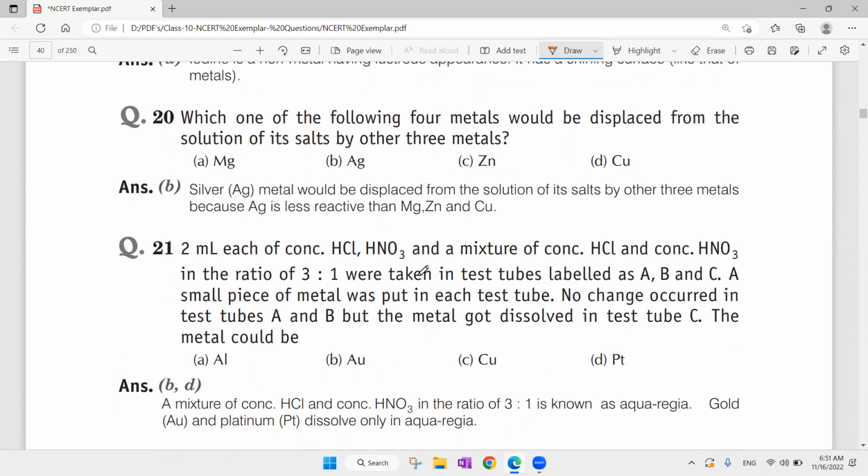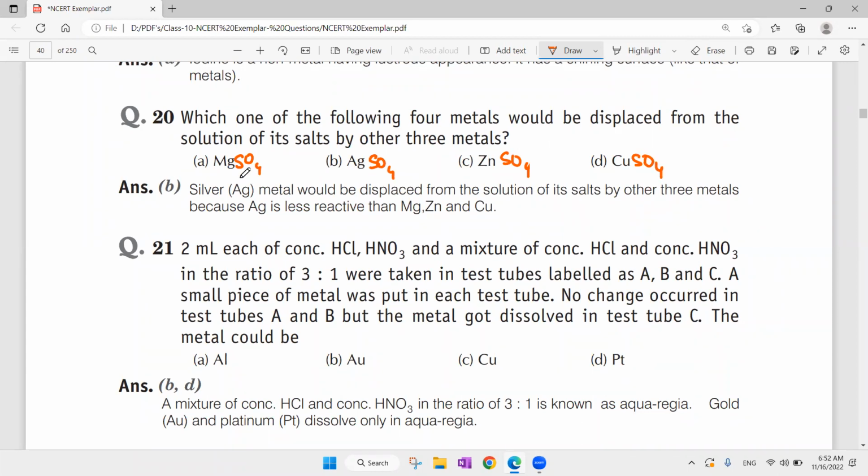20. Which of the following 4 metals would be displaced from the solution of its salt by the other 3 metals? Somewhat tricky question. It means some salt will be there, for example, let us take a salt like magnesium sulfate. Like all salts you take, magnesium sulfate, silver sulfate, or chlorides also you can take, zinc sulfate, copper sulfate.